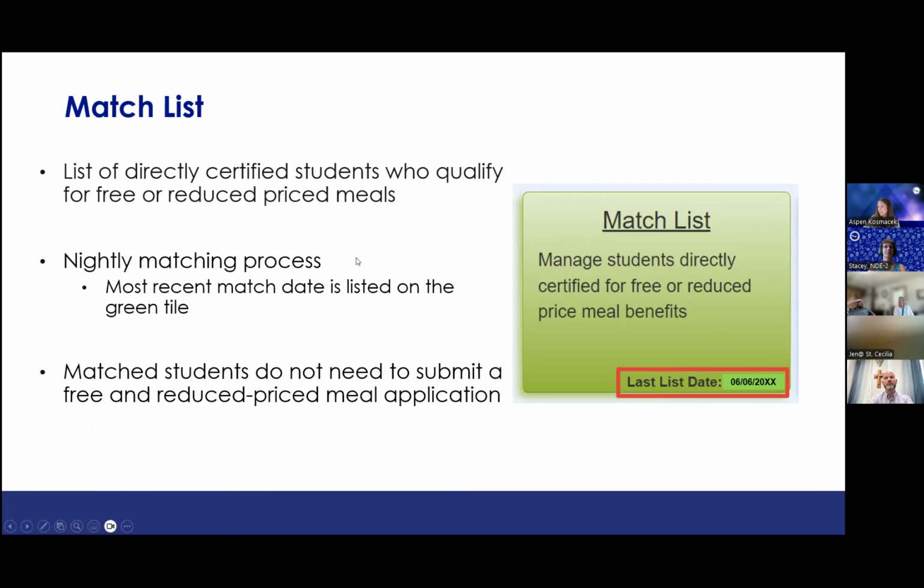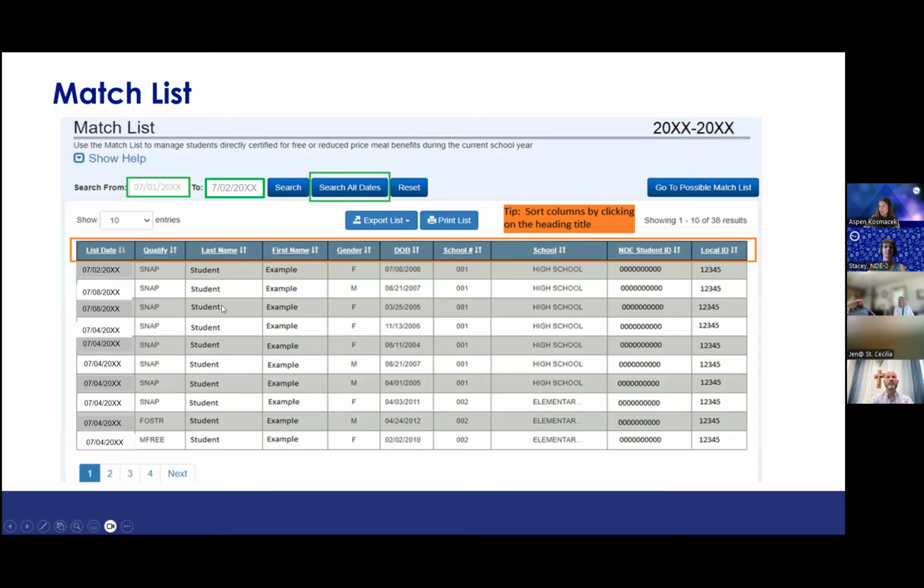And this next slide shows what your match list will look like after selecting that green match list tile. So you will see your students who have been directly certified for benefits, and each entry will include your match date and your qualifying program.